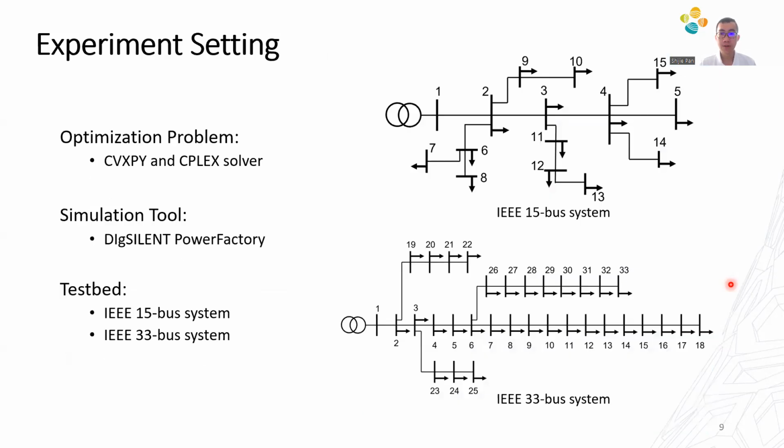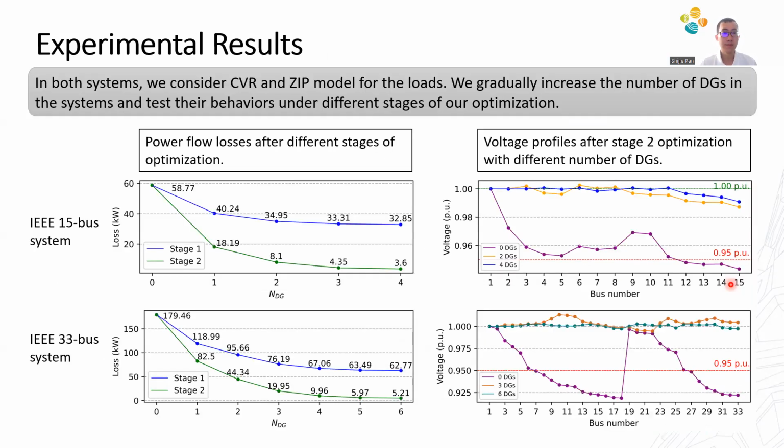To test our optimization strategy, we code the problem with CVXPY and solve it using the CPLEX solver. We further built the IEEE 15-bus system and the IEEE 33-bus system in DIgSILENT PowerFactory to verify our optimization results. In both systems, we consider CVR and the IP load model for the loads. We gradually increase the number of DGs in the system and test their behaviors in the different stages of our optimization.